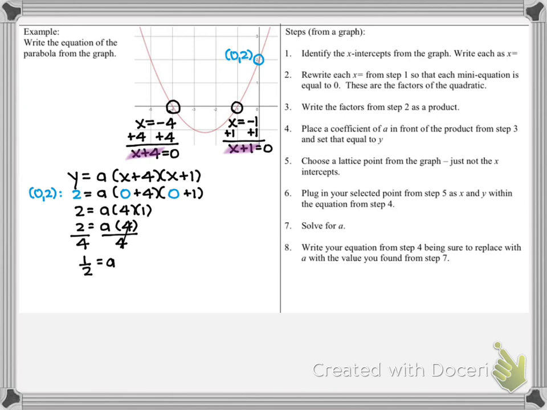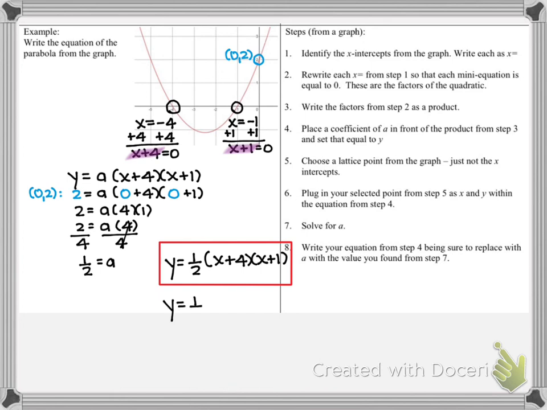So one of the equations in factored form would be half times the two factors, x plus 4, x plus 1. That's one version of the answer. Again, that is the factored form. If you're required to give the standard form, then we would multiply all of these terms together. That would give us half x squared, 5 halves x, plus 2. That is also the correct answer.